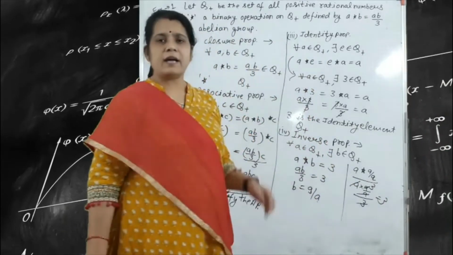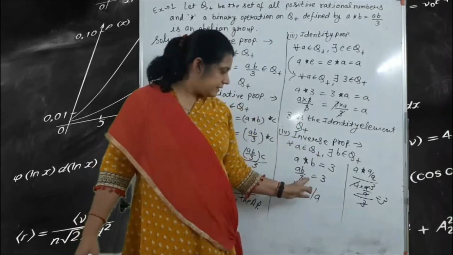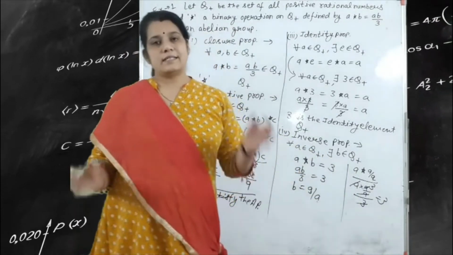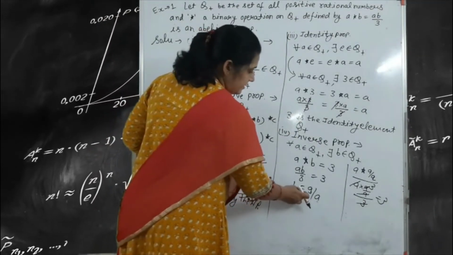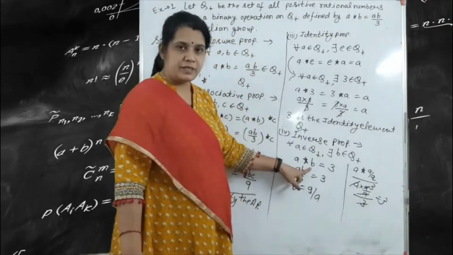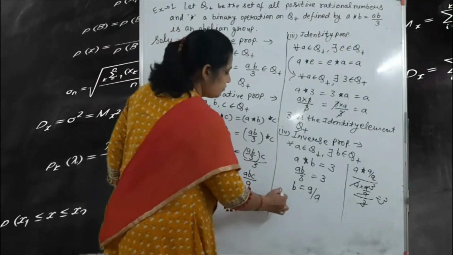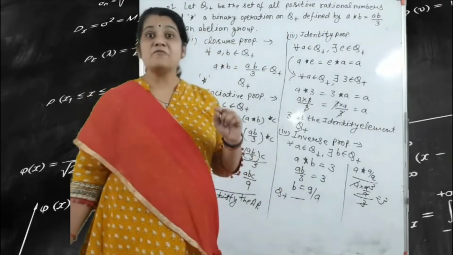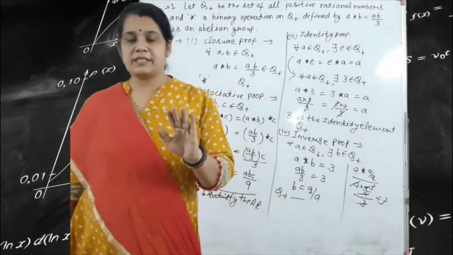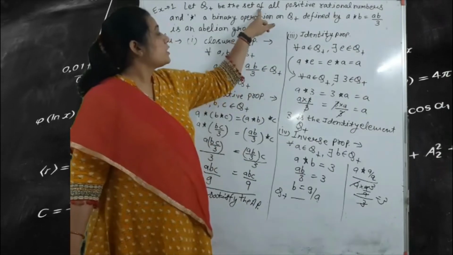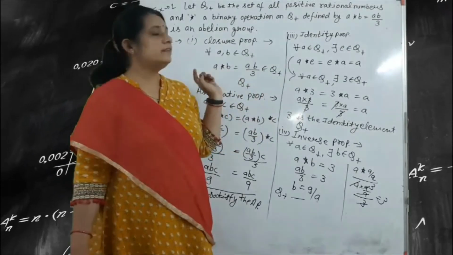Got it? So if you have any confusion about the inverse property, you put it here and check that LHS and RHS are equal. Then we can say that this is the inverse property. That means the inverse of A is equal to 9 upon A, so Q plus satisfies the inverse property. So we have written all four properties. Then we can say that Q plus, that means all positive rational numbers, is a group.